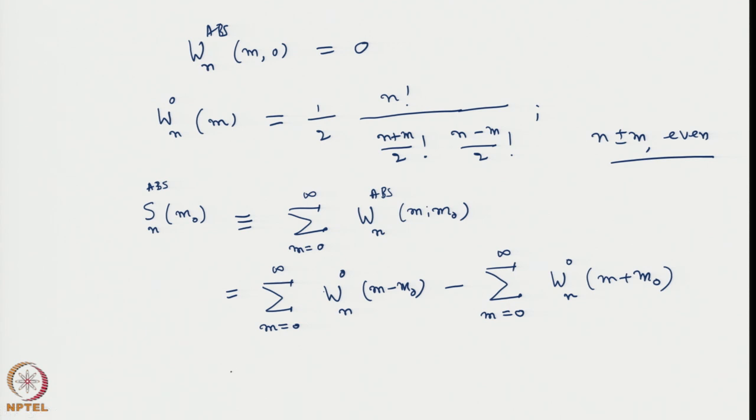We can simplify it by simply replacing m minus m naught by m prime here, and m plus m naught by another m double prime or something. In any case, it's easy. We can write it as, if you put m minus m naught as m prime, then when n is 0, it's from minus m naught to infinity, so w n 0 m prime. Now, m prime is a dummy variable. Similarly, here m prime will vary from plus m naught to infinity, w n 0 m prime.